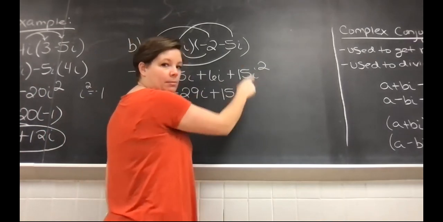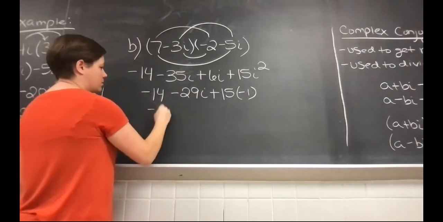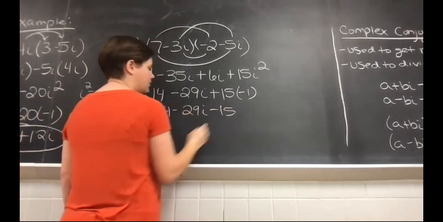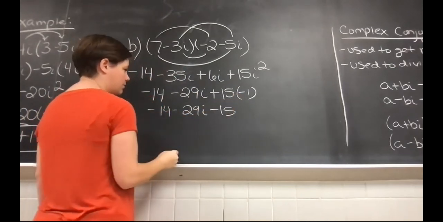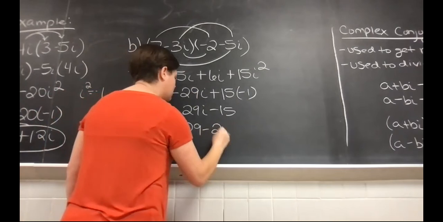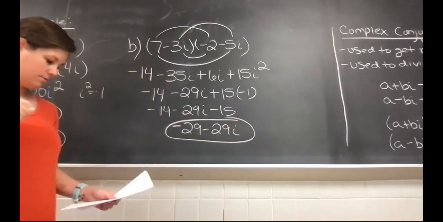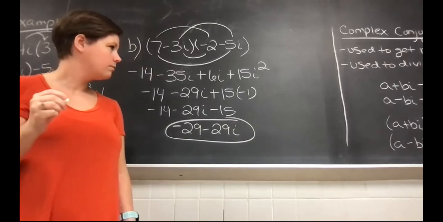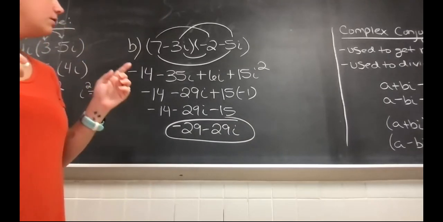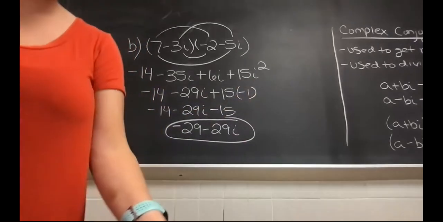And just like on the last problem, i squared is the same thing as negative 1. So 14 minus 29i minus 15, because 15 times negative 1 is negative 15. So I have negative 1 minus 29i. Okay. So the trickiest part is making sure to substitute in that i squared is negative 1.